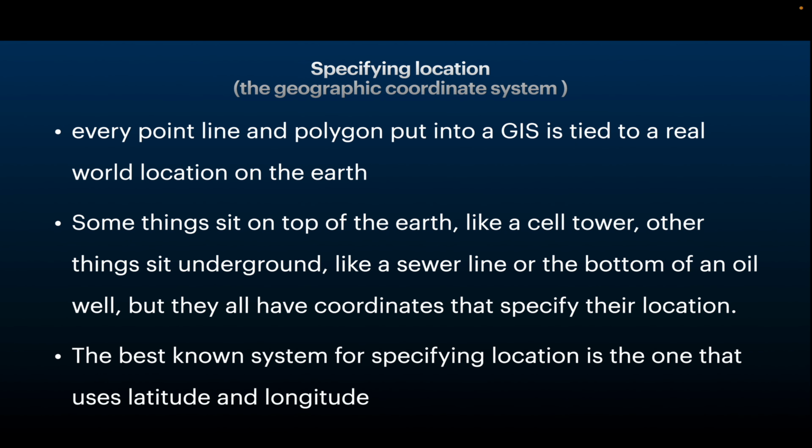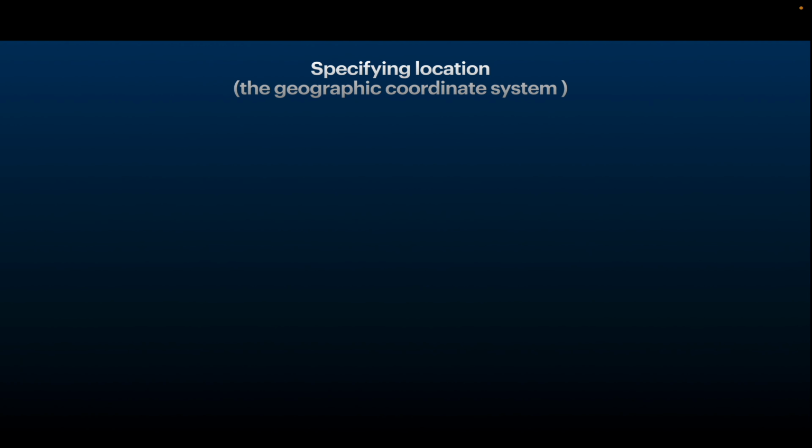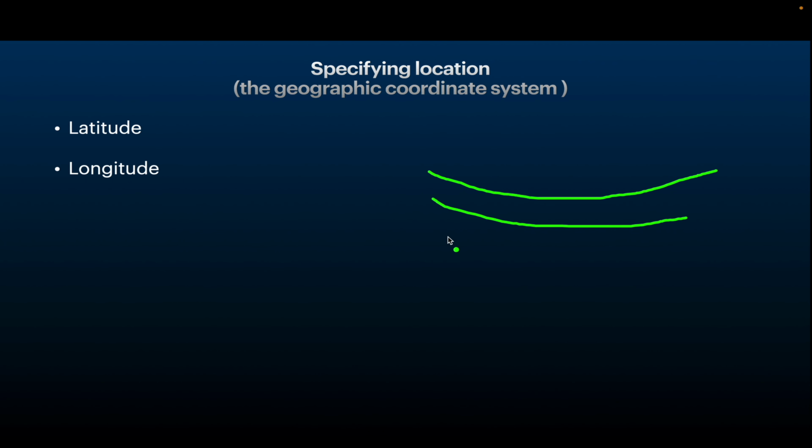The best known system for specifying location is the one that uses latitude and longitude. Specifying location, the geographic coordinate system. Latitude, longitude, I'm not going to demonstrate in a very detailed manner, but you know how this system works. So latitudes are the horizontal lines that run across our globe. These are known as the latitudes.